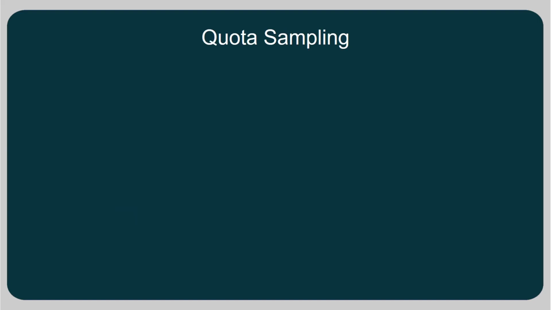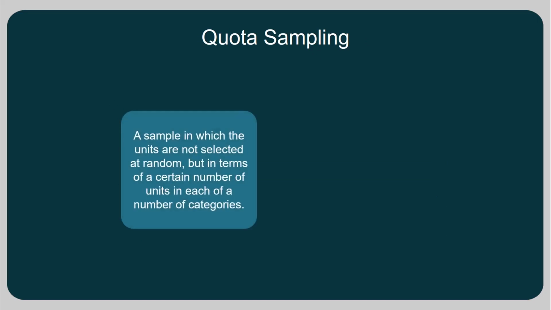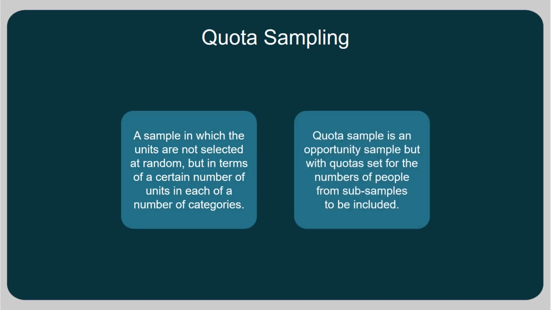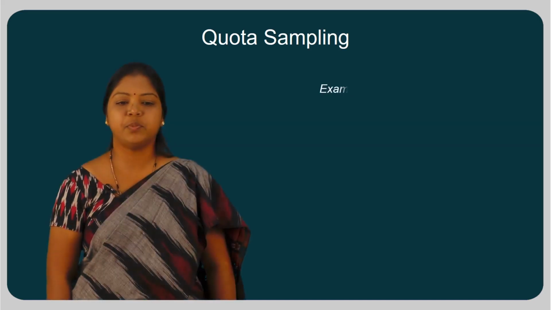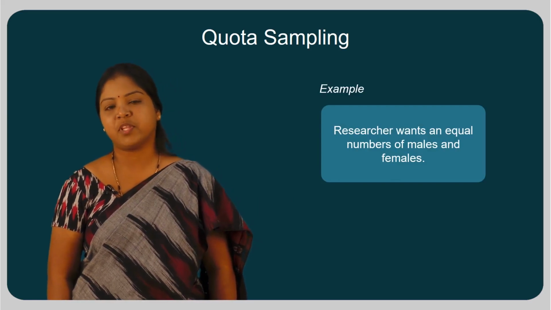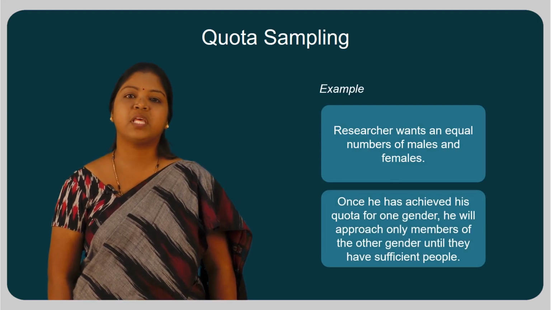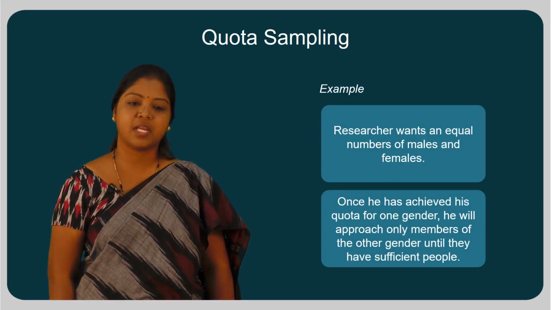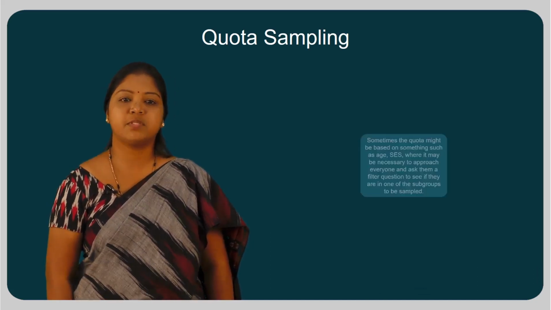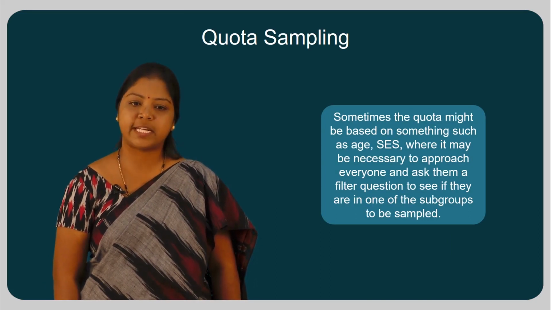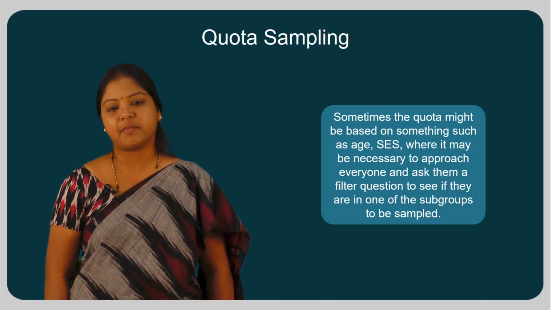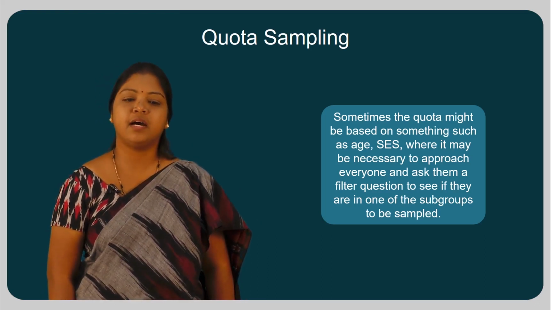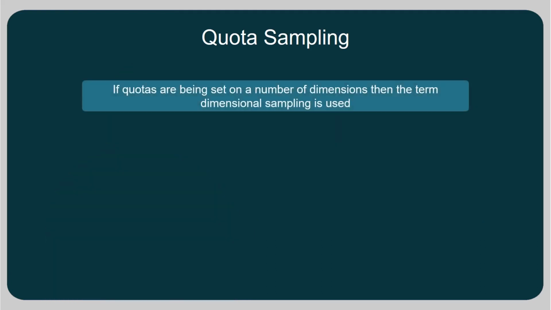We come to the second non-probability method, that is quota sampling. In quota sampling, the units are not selected at random, but in terms of a certain number of units in each of a number of categories. Quota sampling is an opportunity sample, but with quotas set for the numbers of people from subsamples to be included. For example, researchers want an equal number of male and female cases. Once he has achieved his quota for one gender, he will approach only members of the other gender until they have sufficient cases. Sometimes the quota might be based on age or socioeconomic status, where it may be necessary to approach everyone and ask them a filter question to see if they are in one of the subgroups to be sampled. If quotas are being set on a number of dimensions, then the term dimensional sampling is used.